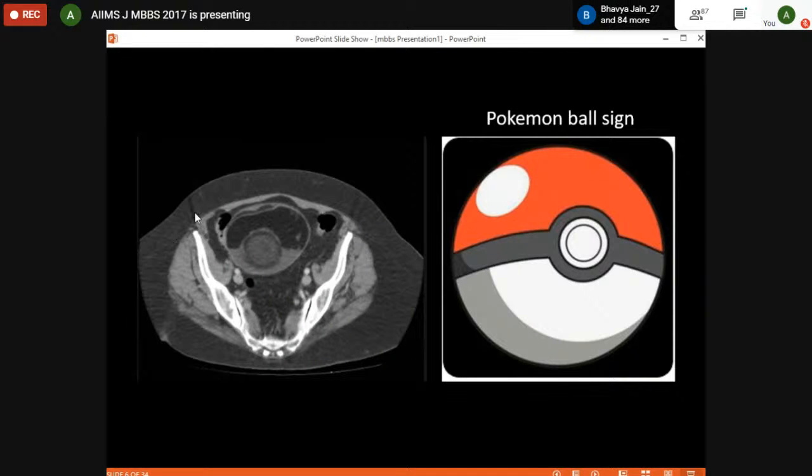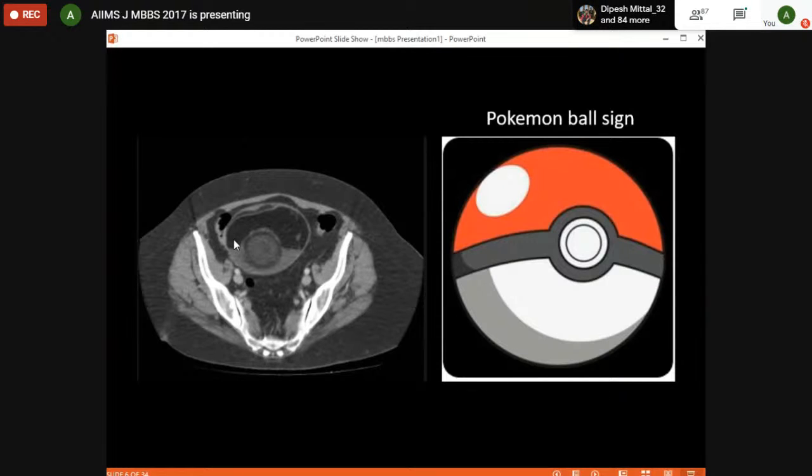Right. So this is the axial section of a patient's pelvis. This is the fat. Okay. This is the subcutaneous fat which is present. And if you look carefully, there is a lesion here inside. This is a mass-like lesion in the pelvis.